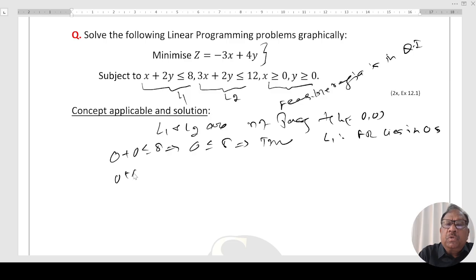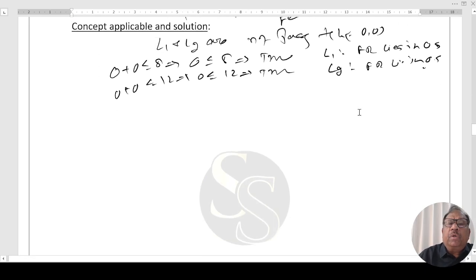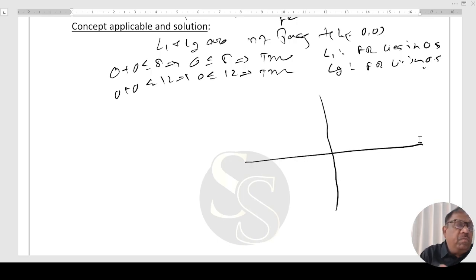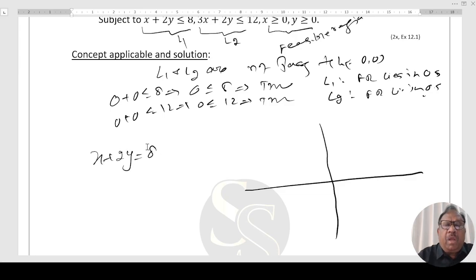Similarly, 0 plus 0 less than 12. That is 0 less than 12. That is true. L2 feasible region lies in origin side. Right? Now to plot it, one line is x plus 2y equal to 8. X equal to 0, y equal to 4. 0, 4. And y equal to 0, x equal to 8.